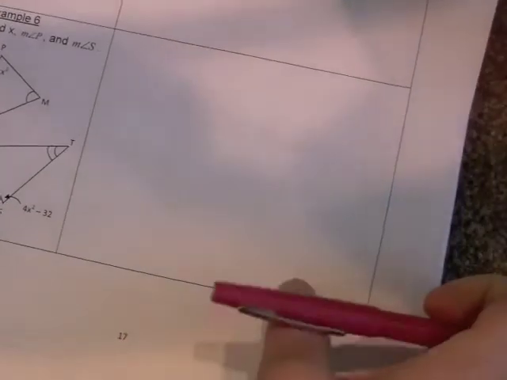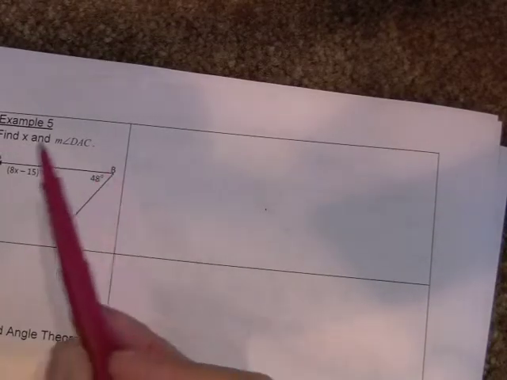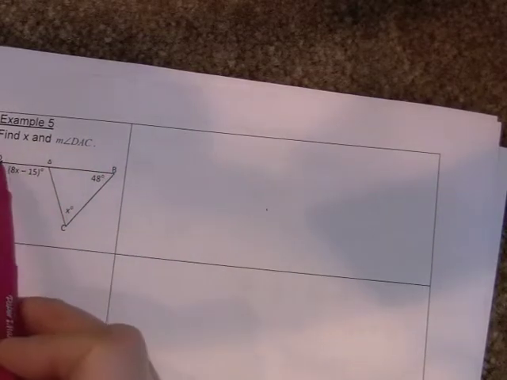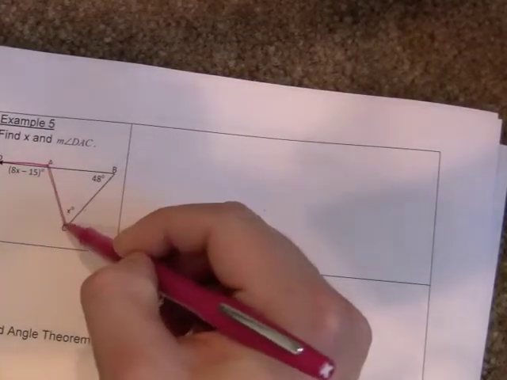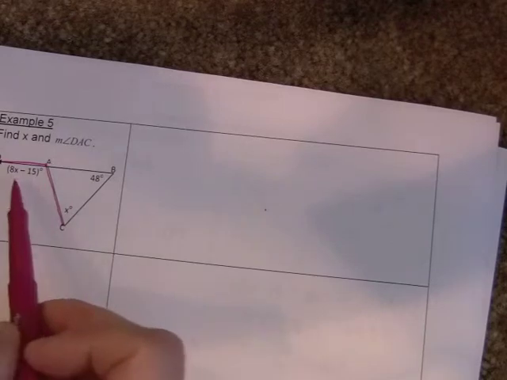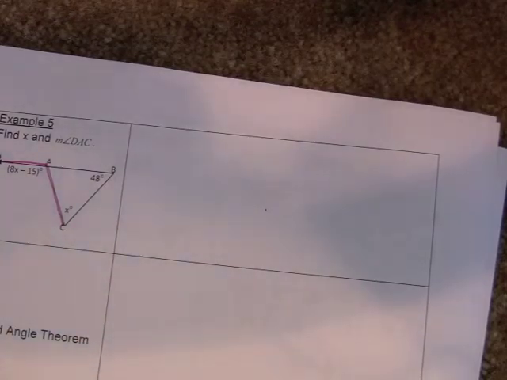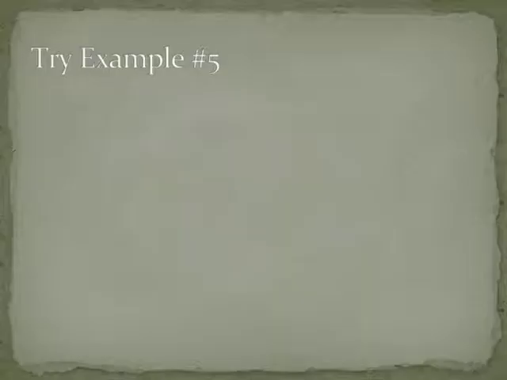In example 5, I'm going to give you a minute there to try to find the solution to that. So you're going to solve for x, okay, and then you're going to find the measure of angle DAC. So find the measure of DAC after you solve for x. Okay, go ahead.